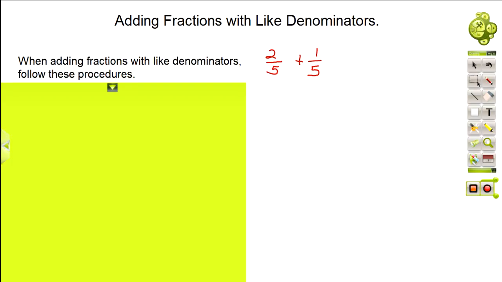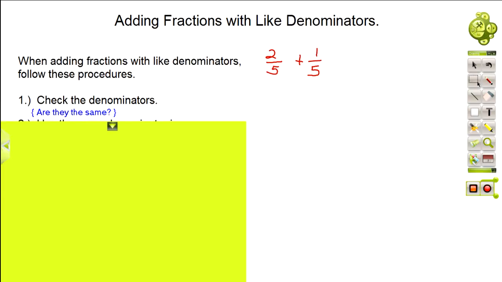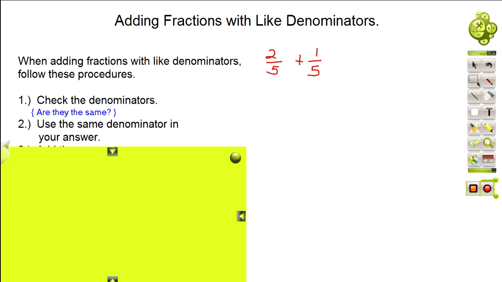When adding fractions with like denominators, follow these procedures. Step 1. Check your denominators and be sure they are the same. In this case, we know they are the same because we have designed them that way. Step 2. Use the same denominator in your answer. So all we have to do is bring our denominator over, keeping it the same.